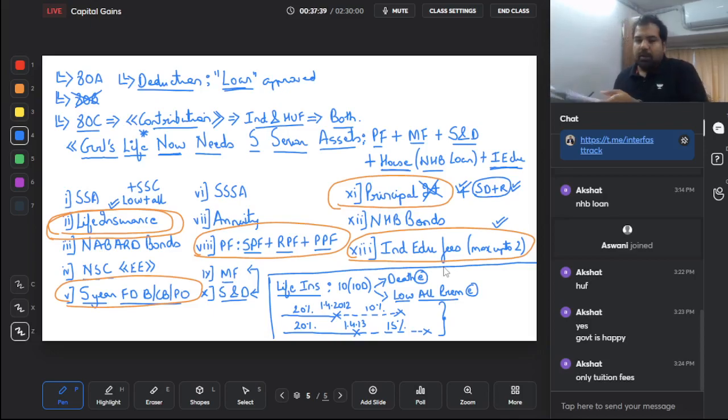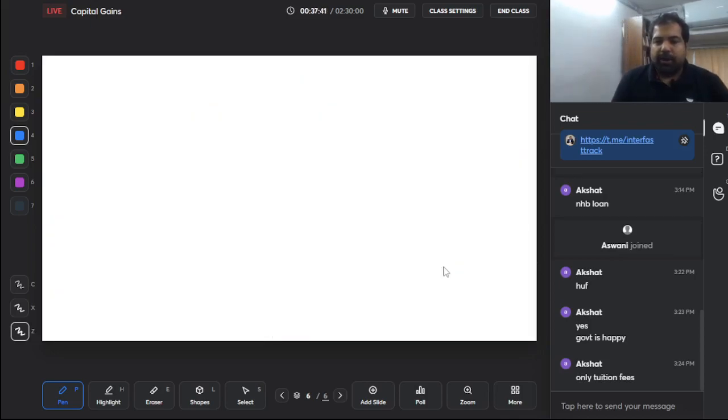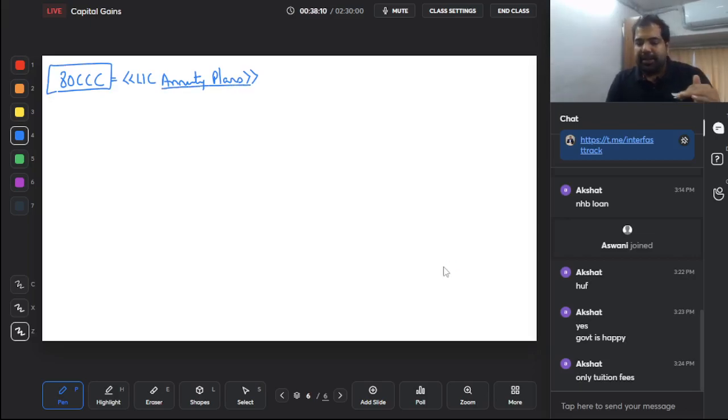Perfect. Next guys, as we move ahead, the next one is called 80CCC and the shortcut is care. Guys, in life, of course, you have family who will care for you, you have children who will care for you, but the biggest care will be done by LIC. So if you have LIC's annuity plans, then 80CCC says that if you pay the premium for LIC's annuity plans, then you get a deduction under 80CCC.